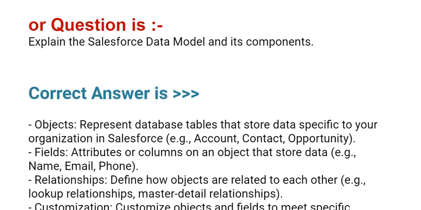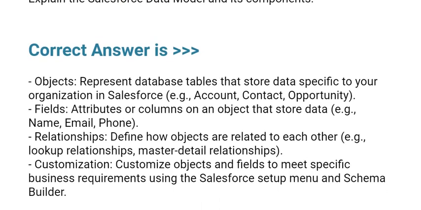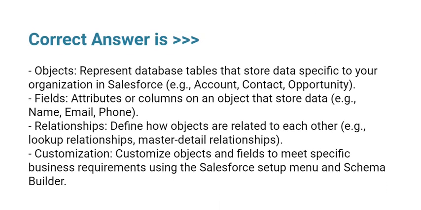Fields are attributes or columns on an object that store data. Example, name, email, phone. Relationships define how objects are related to each other. Example, lookup relationships, master-detail relationships. Customizations, customize objects and fields to meet specific business requirements using the Salesforce Setup menu and Schema Builder.